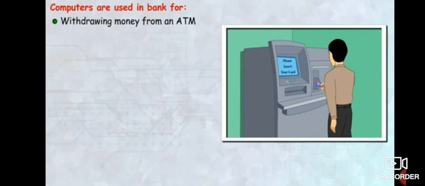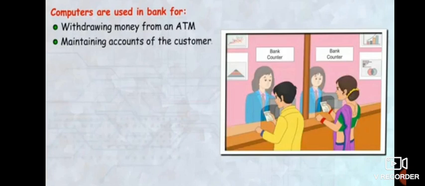Okay. Next is maintaining accounts of the customers. Customers' accounts, like details of them, like how much money they have, their name, account number, everything maintained in the computer.